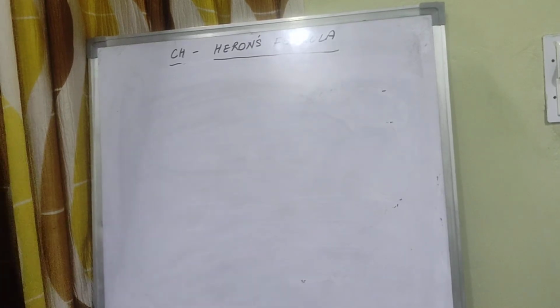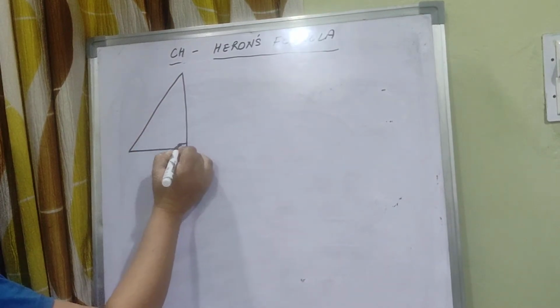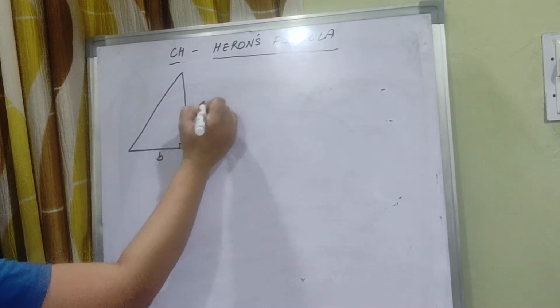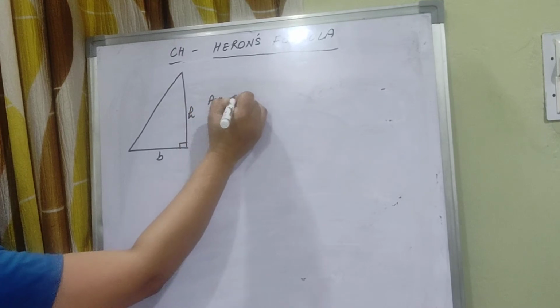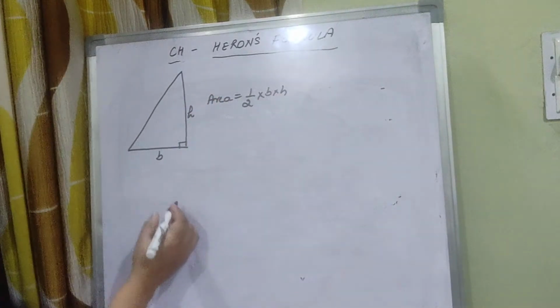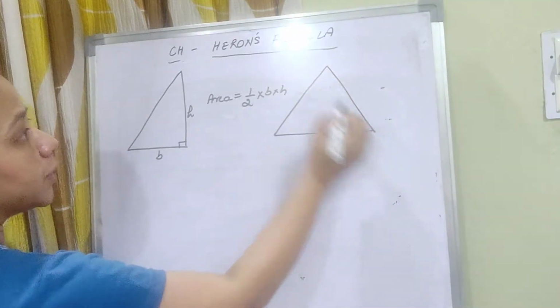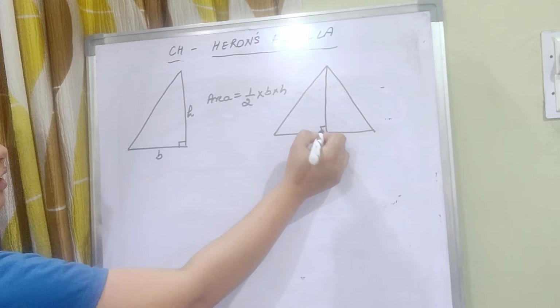In previous classes, you have learned how to find the area of a right angle triangle. Like if the triangle is this, B is base and H is height, then area is equal to half into base into height. Suppose we have a triangle like this, where altitude is given.